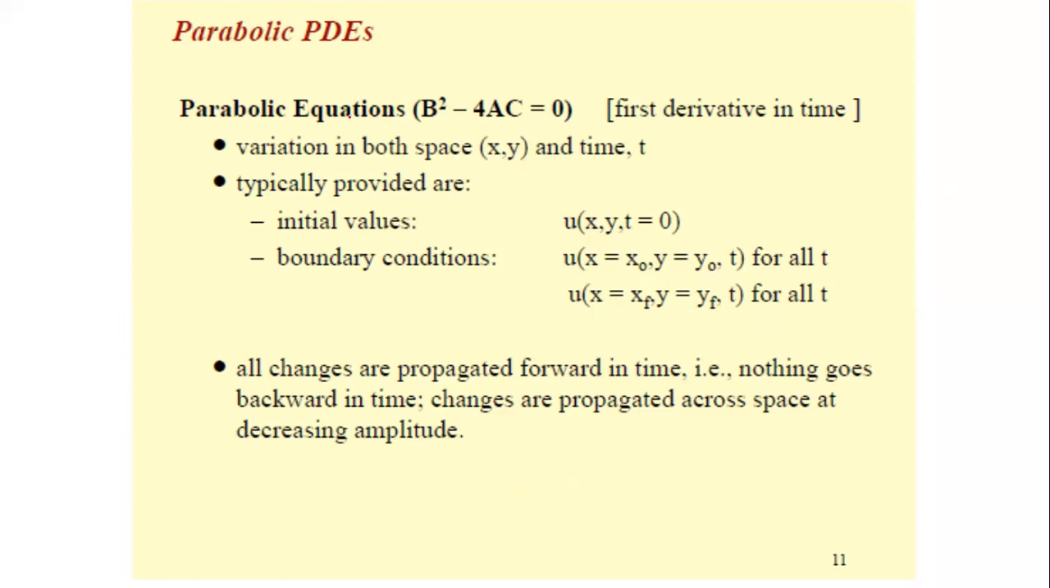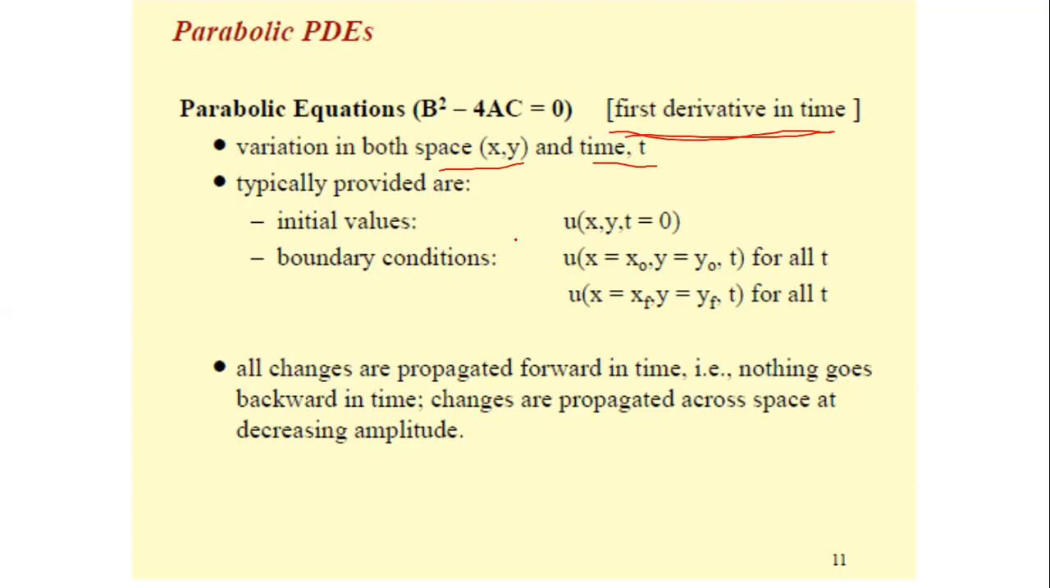Now the parabolic partial differential equations are when b square minus 4ac equals 0. And in these parabolic equations, we can have a first derivative in time. That means a non-steady system. Parabolic equations deal with non-steady systems. So you can have variation in space coordinates as well as time. A certain quantity you measure, it could be temperature, it could be heat transfer, or anything that has a space dependence as well as time dependence.